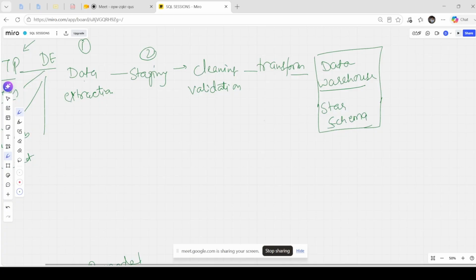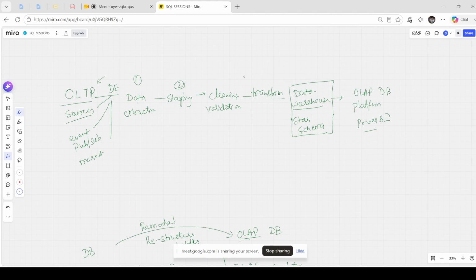Star schema is what I'll tell you, okay? But let's understand this one. After this is going to be the OLAP platform, or you can say OLTP or database, or it can be any Power BI or whatever it is, based on the job you're working on right now. Okay, I hope it makes sense. It gives some picture, right? What is happening behind the scenes.